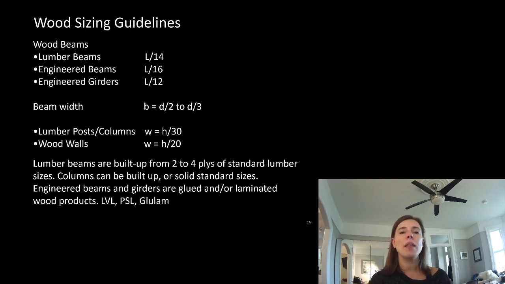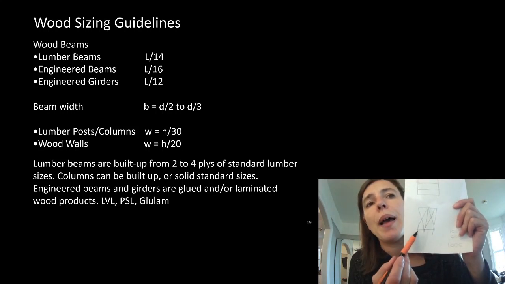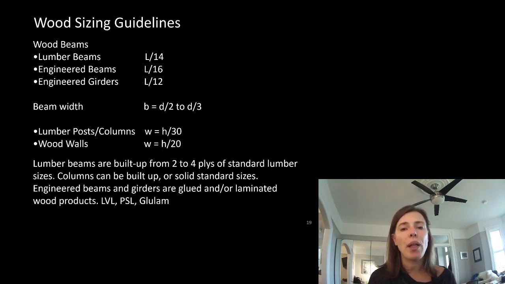Wood beams, or our lumber beams, are our built-up sections where we screw together multiple plies of wood. Just to give you a sense of what that looks like, we would have one 2x member screwed to another 2x member. And we would do 2 to 4 plies. You can even do up to 5 plies, but that's a little bit weird and we don't like to do it because it doesn't fit in a wall very easily. Our built-up beams are 2 to 4 plies of standard lumber. Columns can be built up or standard sizes.